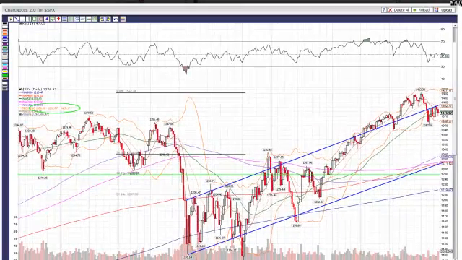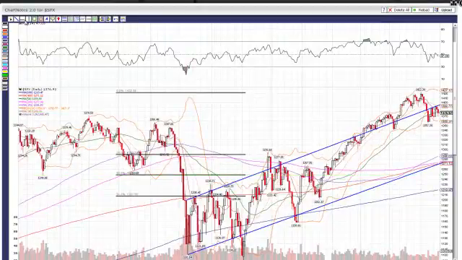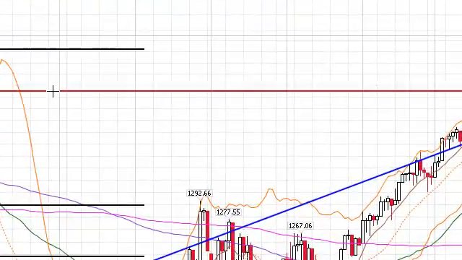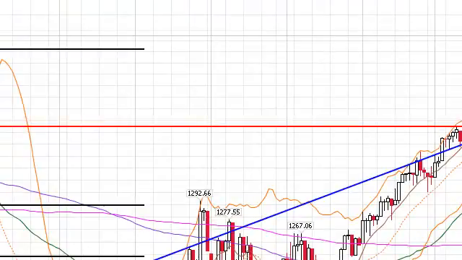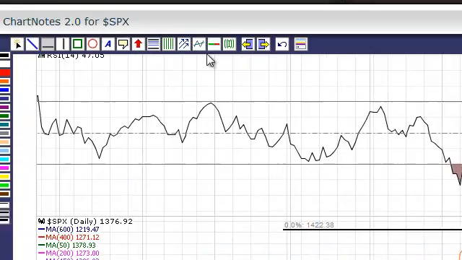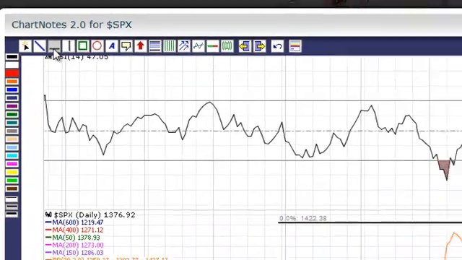If that level's lost, then what's going to happen here is we are going to breach key support underneath here, and this will be a cascade that'll happen relatively quickly and without too much delay.